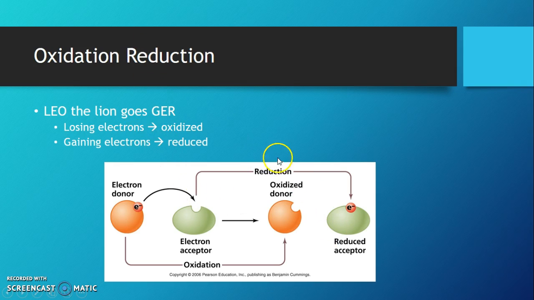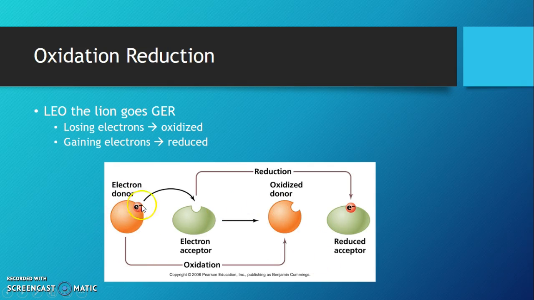But before we talk about that enzyme, we're going to talk about oxidation reduction. Oxidation reduction is a class of chemical reactions that have to do with the transfer of electrons. The general principle is that if you're oxidized, you're losing electrons, and if you are reduced, you're gaining electrons. So it kind of looks at the charge of the molecule.